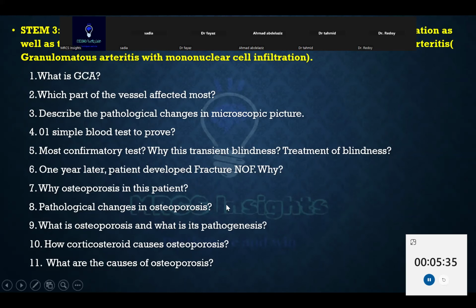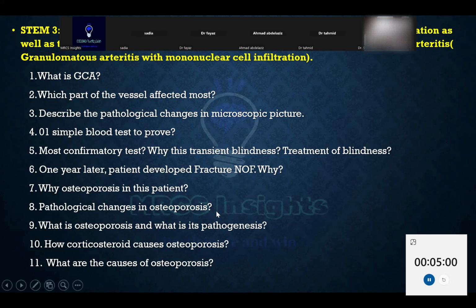So what will be the pathological changes in case of osteoporosis? In osteoporosis, there is preserved bone architecture with decreased density and normal mineralization. Any other pathological changes? Microfractures, or what are you looking for exactly?